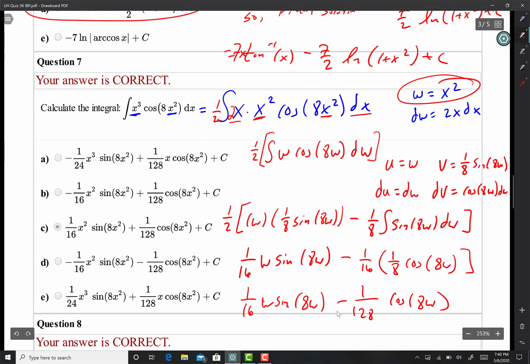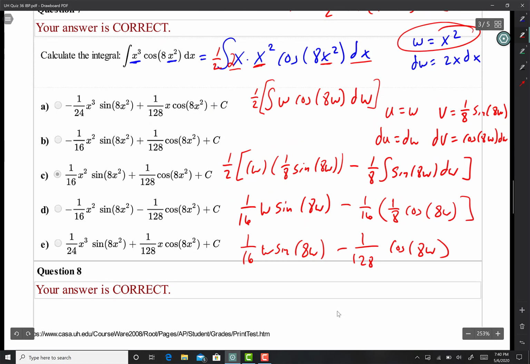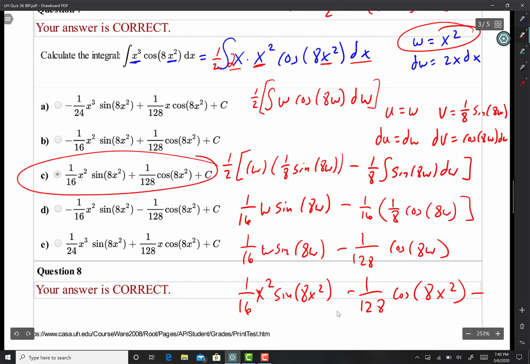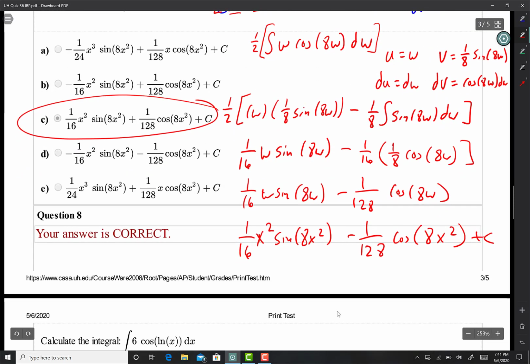Remember what w was? W was x squared. So 1/16 x squared sine of 8x squared minus 1/128 cosine of 8x squared plus c. Yeah, that one was tough. So maybe go through it one more time, guys. And sorry if I went through it really fast.